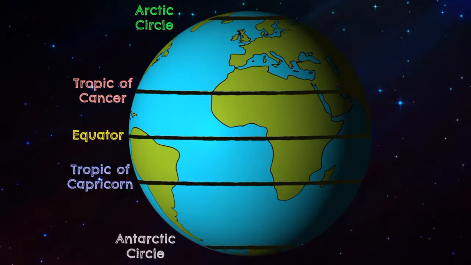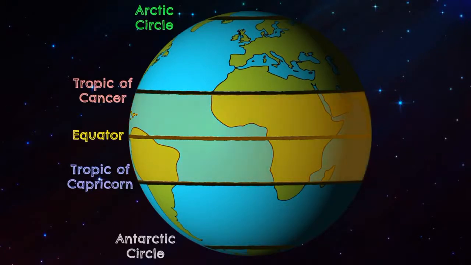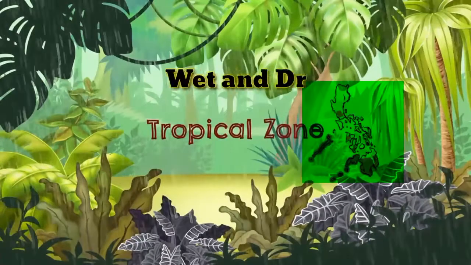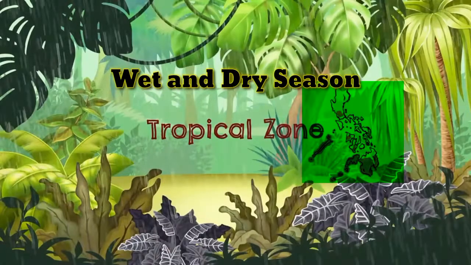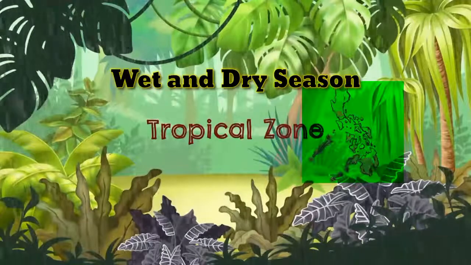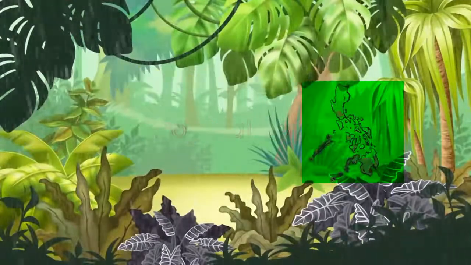Now, these latitudes are important because they define the climate zones in the world based on how much sunlight these zones get. The area between the two tropics gets the most direct sunlight and it's called the tropical zone. Countries in this area experience two seasons, and the climate here tends to be warm and humid with lots of rains, like here in the Philippines.